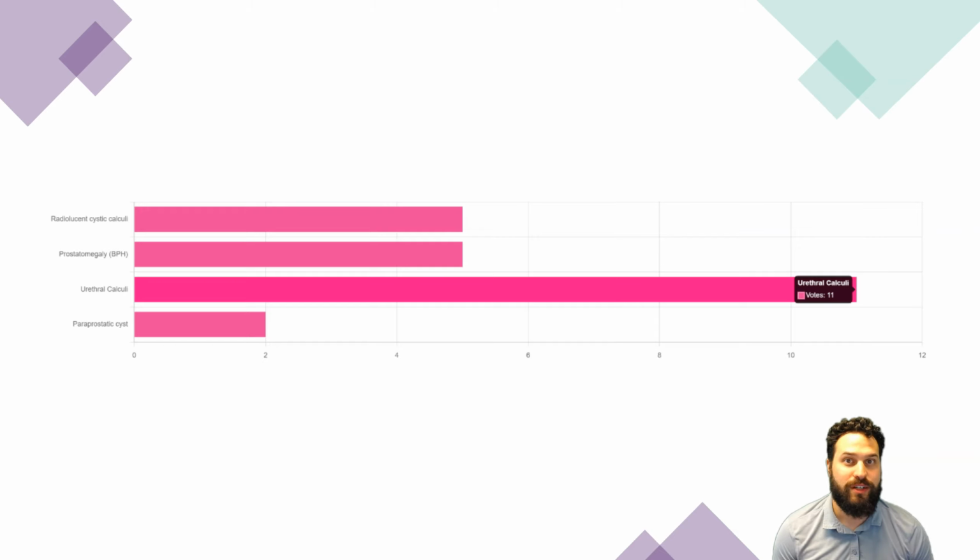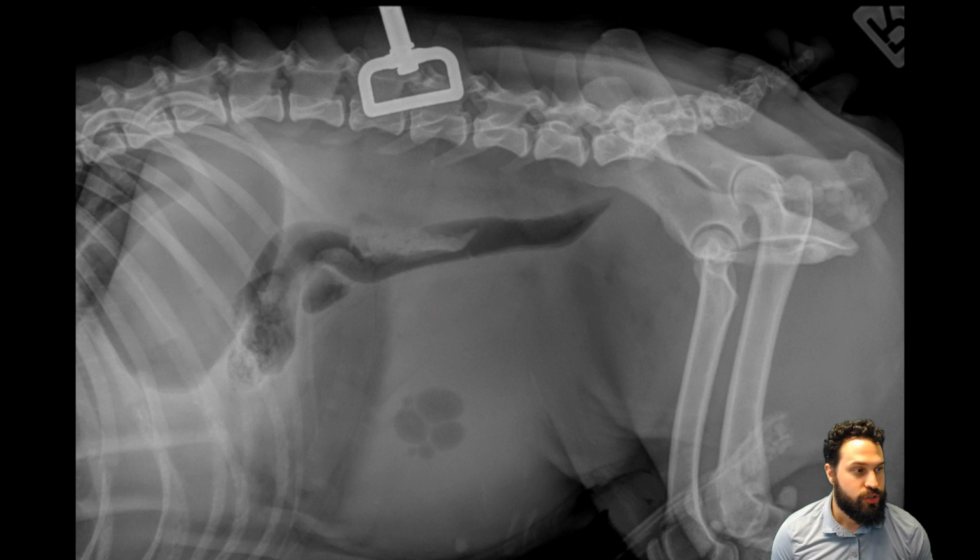Now, the Weekend Rounds readers, they absolutely nailed this. We talked about whether or not this could be radiolucent calculi, prostatomegaly, urethral calculi, or a paraprostatic cyst. And the majority of our readers are identifying this as urethral calculi, which is awesome, and I love to see it. So let's look again at this radiograph.